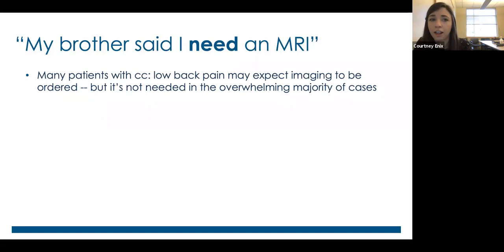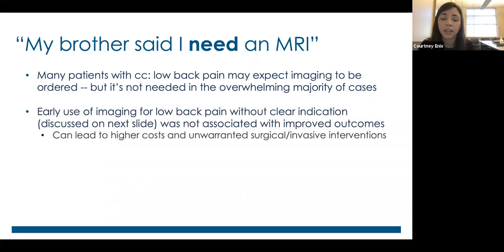I think it's important to call out that many patients who are coming into clinic with a chief complaint of low back pain might expect that imaging is going to be ordered, but it's actually not indicated or needed in an overwhelming majority of cases with this chief complaint. There's actually been some studies that have looked at this, right? If you jump to imaging with patients, what are the outcomes? There is no associated improved outcomes with early imaging in patients who have non-specific low back pain without a clear indication, right? Think about those red flags.